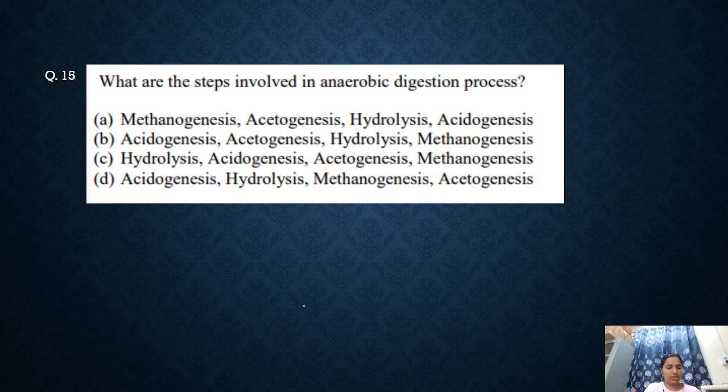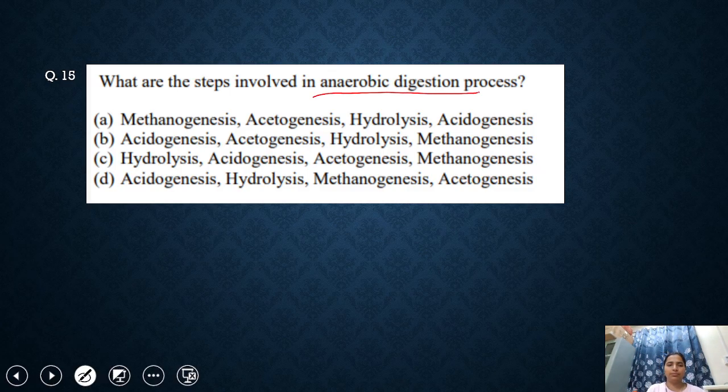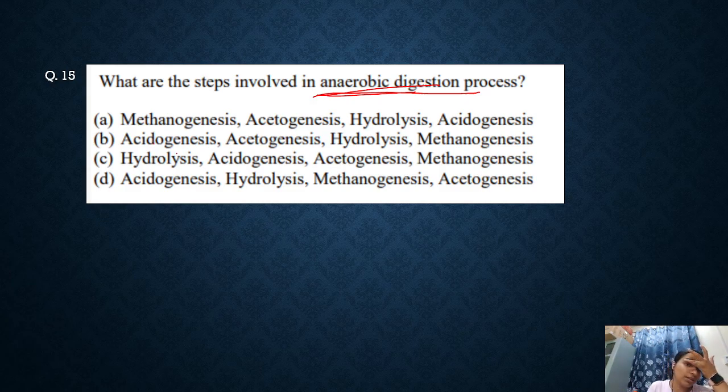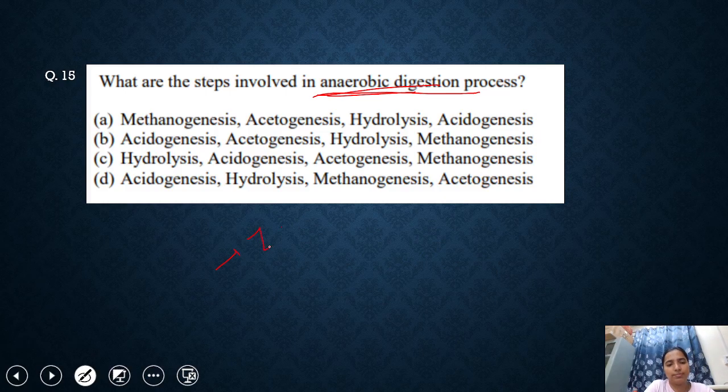This is your last question for this assignment. They are asking what are the steps involved in the anaerobic digestion process. There are 4 steps in anaerobic digestion, but they are asking in a particular order, like what is the first step and then further. So what are the options given? Methanogenesis, acetogenesis, hydrolysis, acidogenesis. So you have to mark what is the first step.